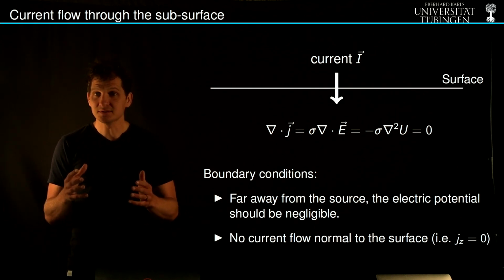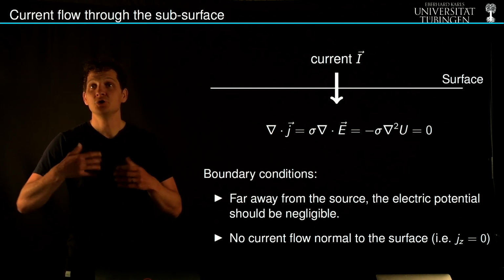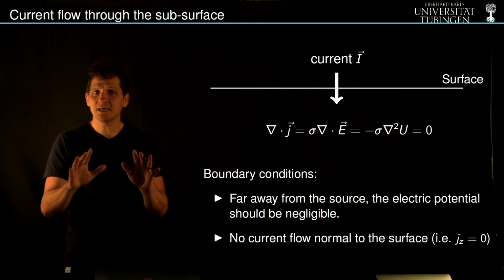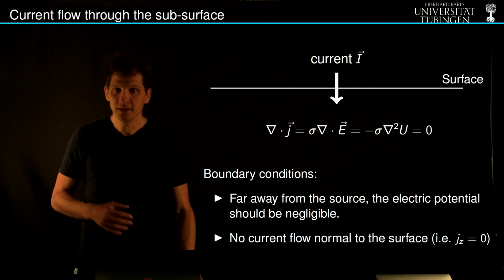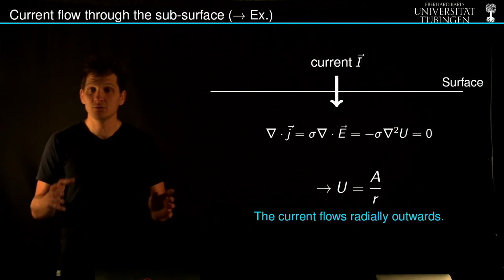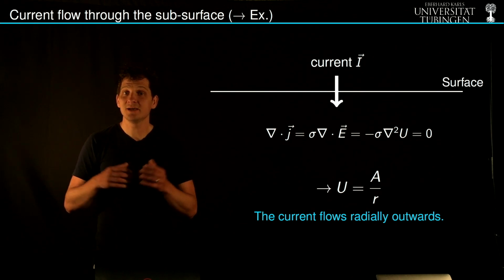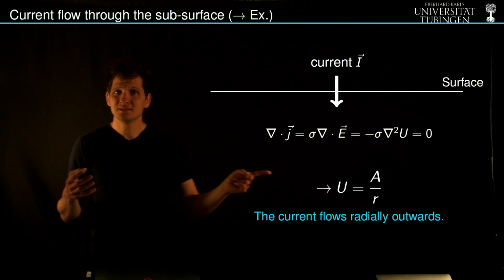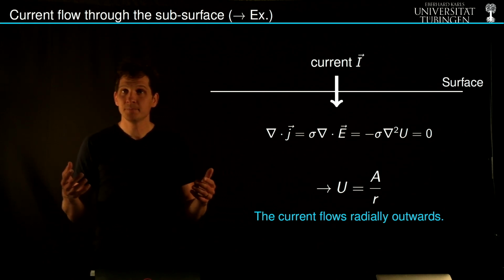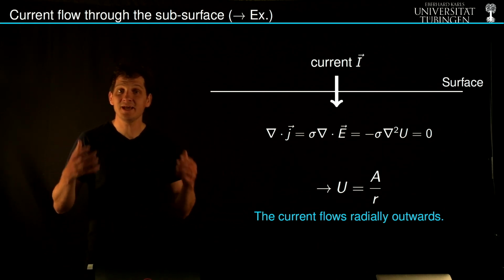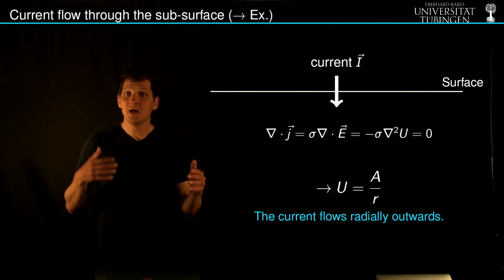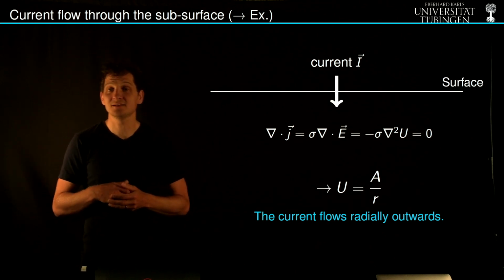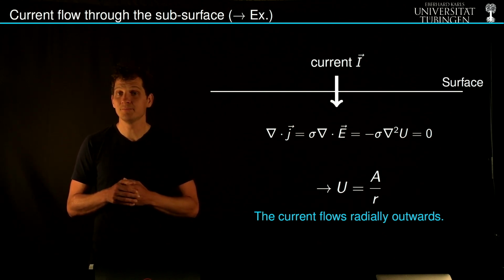With those two conditions, we can solve this differential equation using a technique called separation of variables, and we will show you in the exercises how this can be done. Here I just present you the solution in spherical coordinates, and it is a somewhat simple solution which is also familiar to us. The electrical potential U, written here in spherical coordinates, decays with 1 over r. R is the distance away from the electrode, and A is an integration constant that needs to be determined yet.